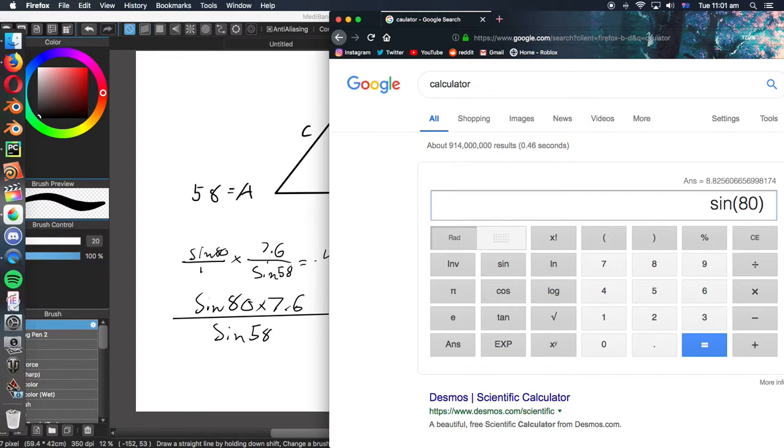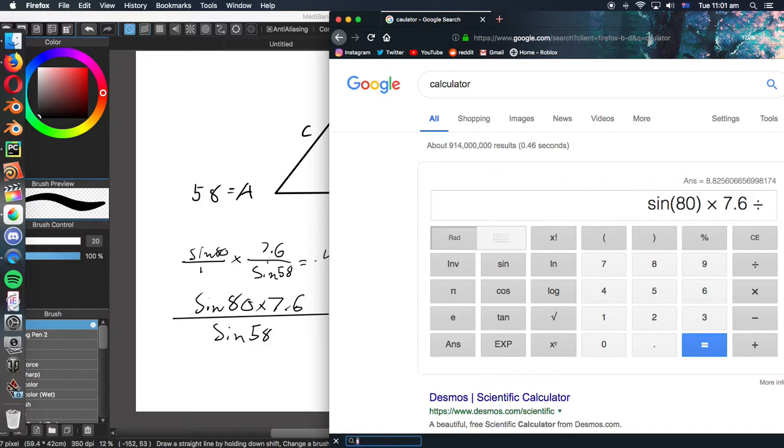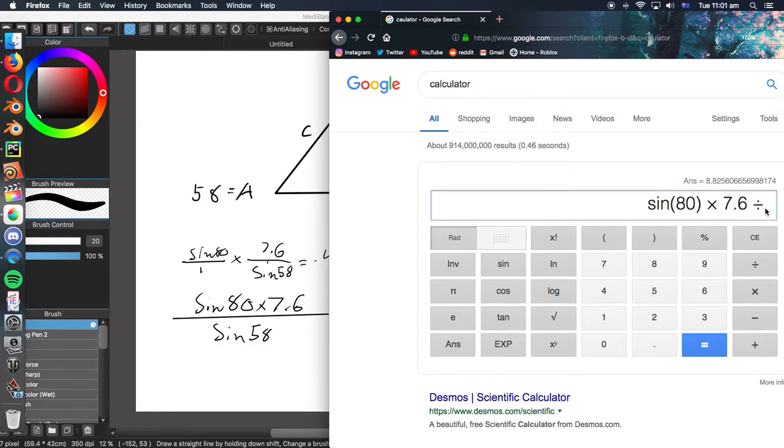Make sure you close brackets, because some calculators are really sensitive and will freak out when the parentheses are not closed. Divided by, oops, command G, I don't want that. There we go, sine 58, close brackets.